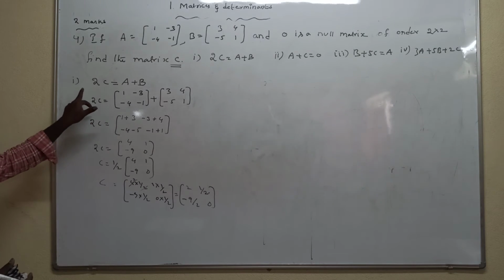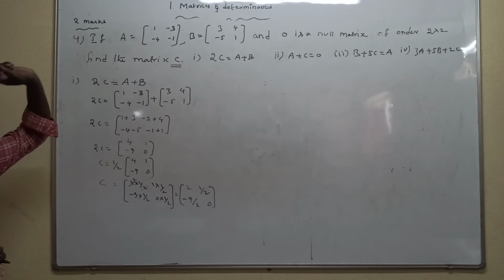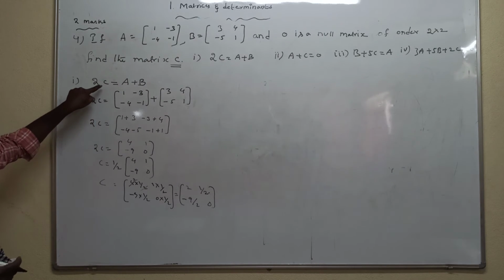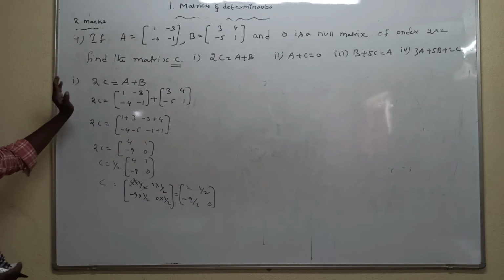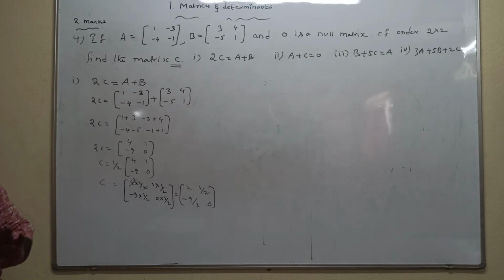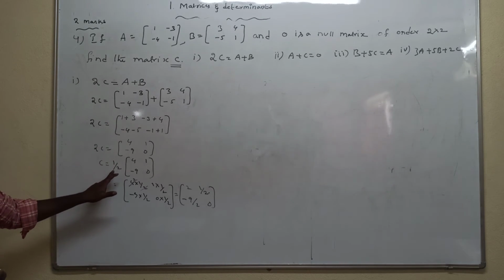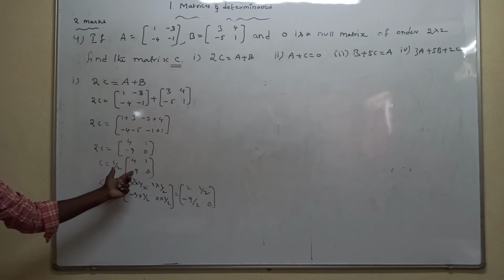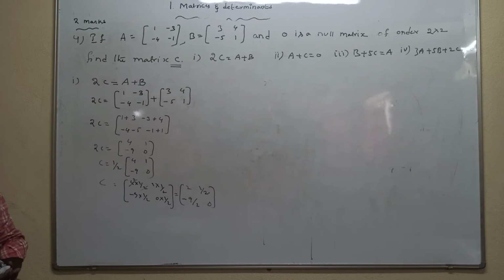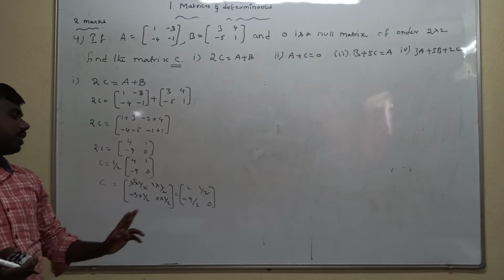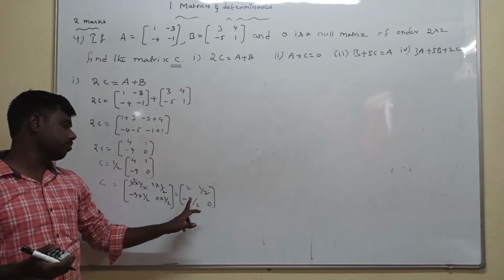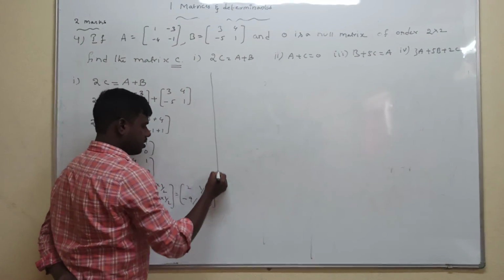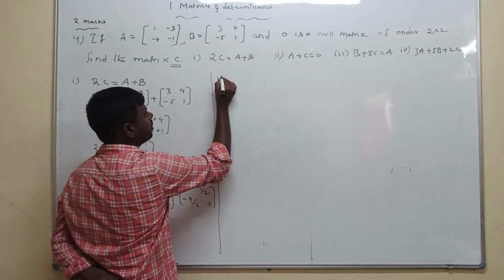So in the first question, 2C is equal to A plus B, but according to the question we must find the matrix C. The extra 2 on the left hand side can go to the right hand side as the denominator. So C is equal to 1 by 2 into [[4, 1], [-9, 0]], each element multiplied by 1 by 2. Finally we got the C matrix as [[2, 1/2], [-9/2, 0]]. This is the required solution.